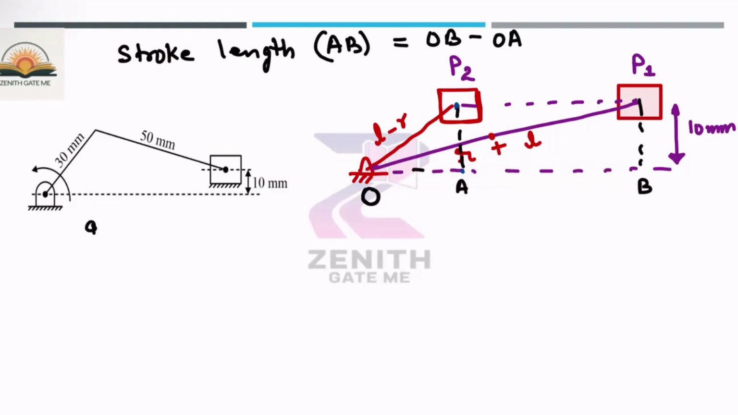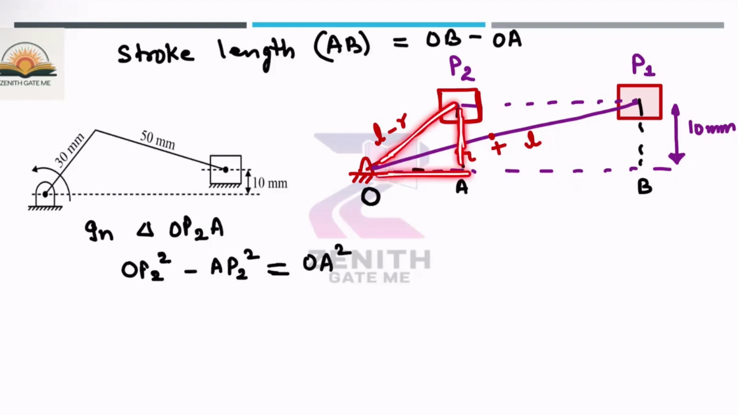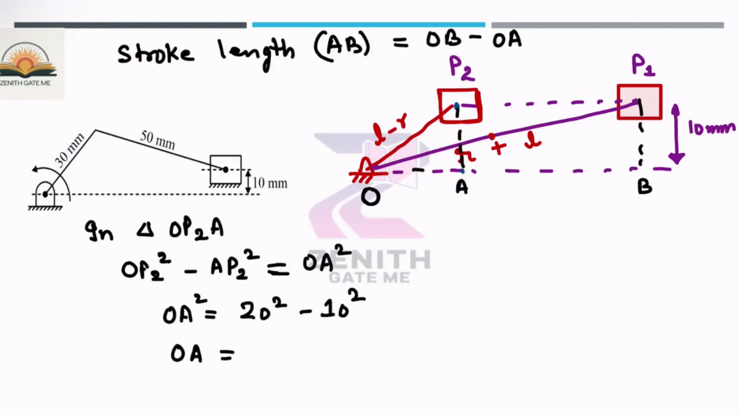So if I consider triangle OP2A, can I use the Pythagoras theorem? OP2 square minus AP2 square is equal to OA square. Okay, so this is the hypotenuse, this is perpendicular, this is base. From here you can easily calculate the OA value. OP2 is L minus R, which is 20 square, minus AP2, this is the offset, 10 square. So OA value is square root of 300, which is approximately 17.32 mm.